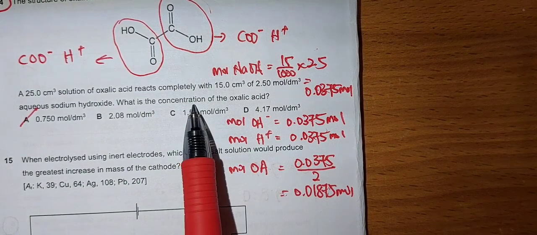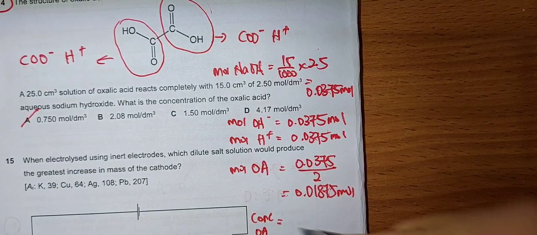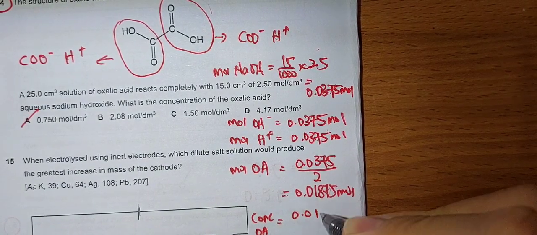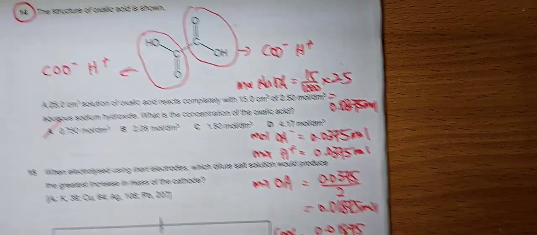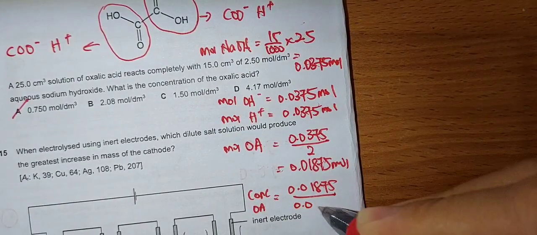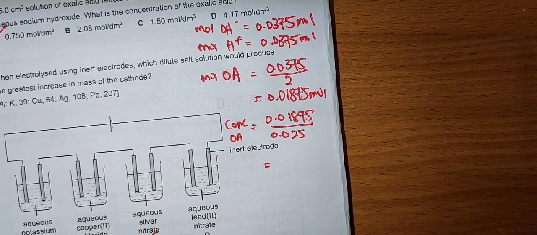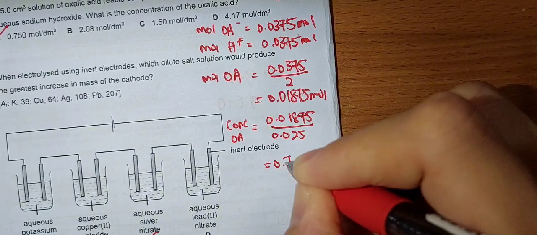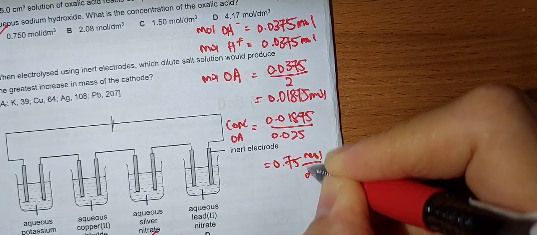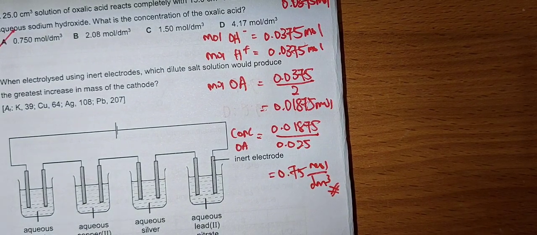Since the question wants the concentration of oxalic acid, we take the ratio of mole divided by the volume. The volume is given, which is 0.025 dm cube, and that gives us 0.75 mole per dm cube. So this is the concentration of the oxalic acid.